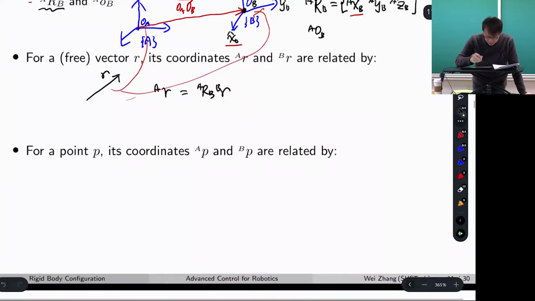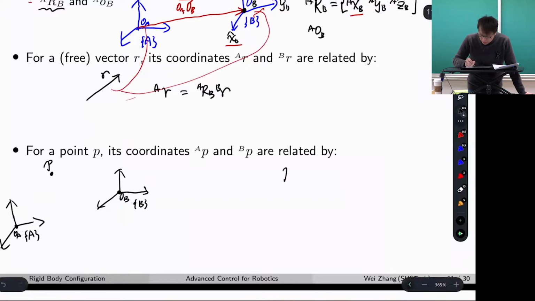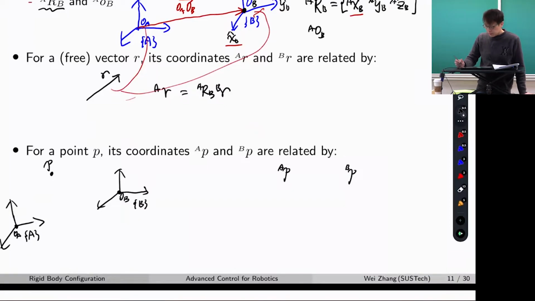If I give you a point, let's say this is my P, this is the point. Now I have two frames. One is frame A. This is my O of A. I will have another frame B. They have different orientation, and the origin is also located at a different location in space. So now I'm going to ask you, what is the coordinate relation between PA and PB? What's the relation? How do you think?